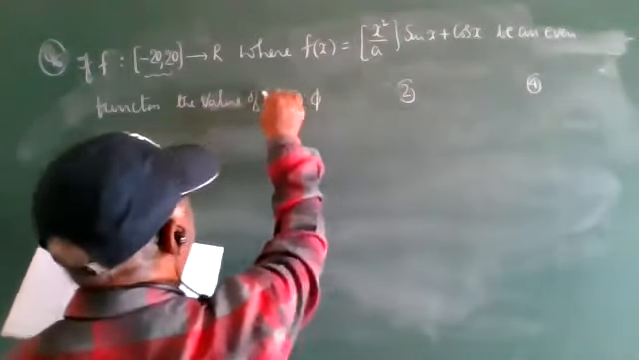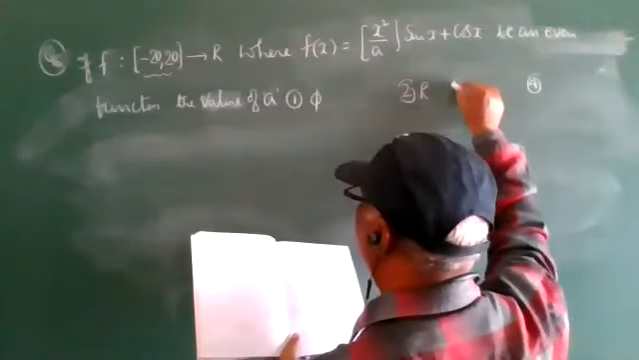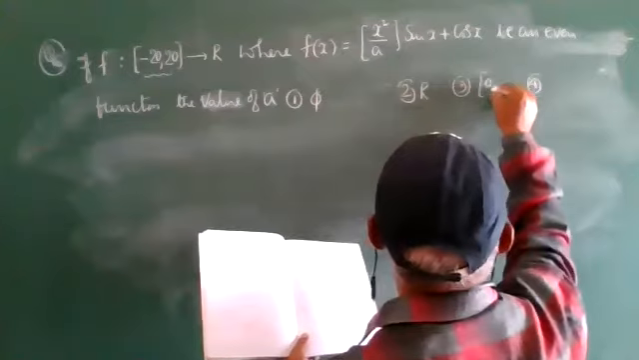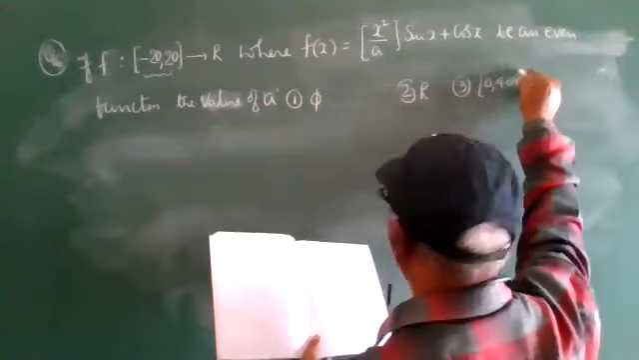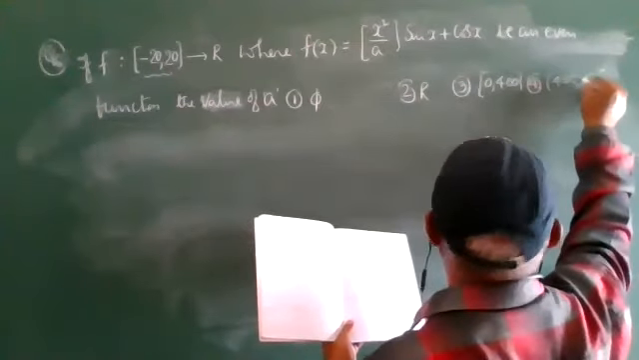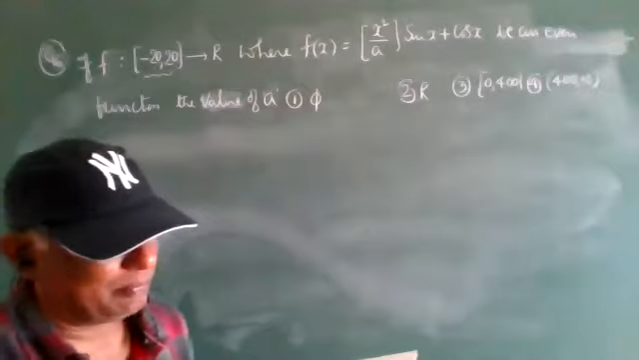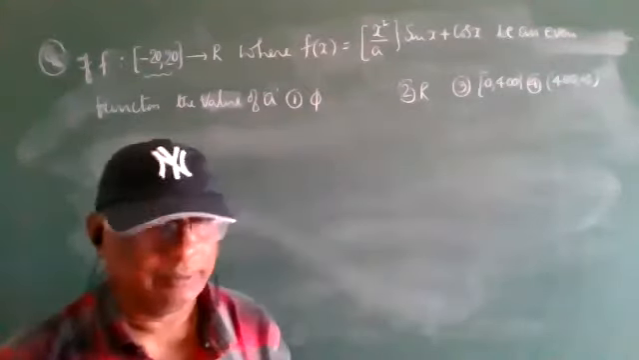What are the options given? First one is the empty set. Second one is the real set. Third one is 0 to 400. And fourth one is 400 to infinity. This is the given problem.